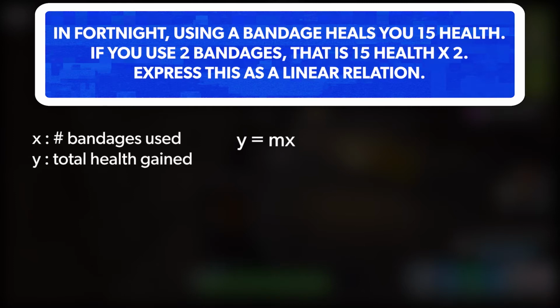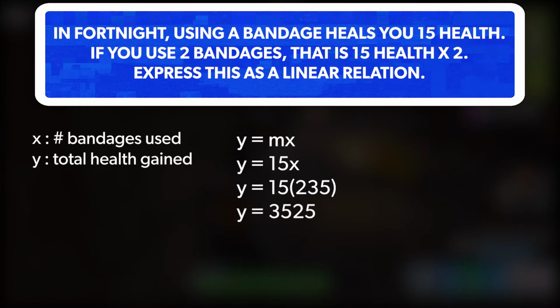If for one bandage, or every one x, you gain 15 hit points, that means the rate of change, the constant, is 15. We can now use this equation to calculate how much health 5, 8, or 235 bandages will heal us by, replacing x with that number and solving for y.